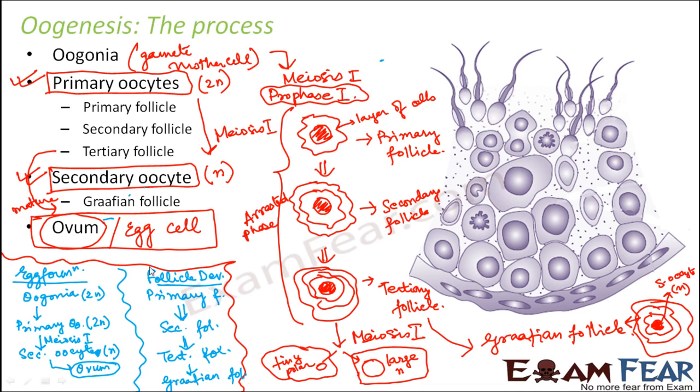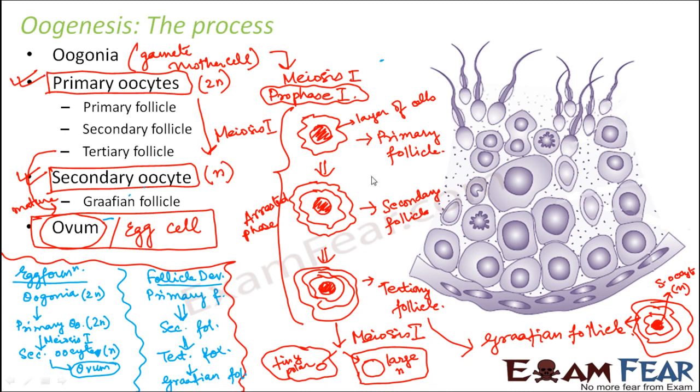So basically the follicles are formed outside, and these primary oocytes, secondary oocytes, they are all present inside the follicle. So that is how the arrangement is. So these two things are happening in synchronization during the process of oogenesis.